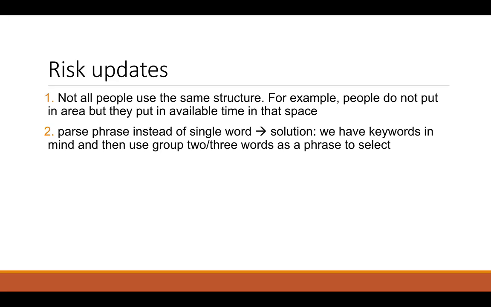Okay, we identified several risks. For example, not all the people that use Craigslist use the same structure to post their information. For example, some people do not put in the area information, but rather put in the available time in that space. So if we want to read information like area, like how large the house is, we do not always find this information in the right place.